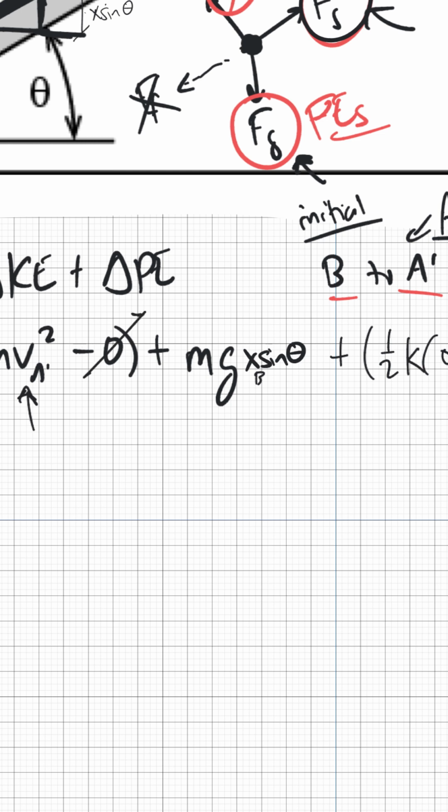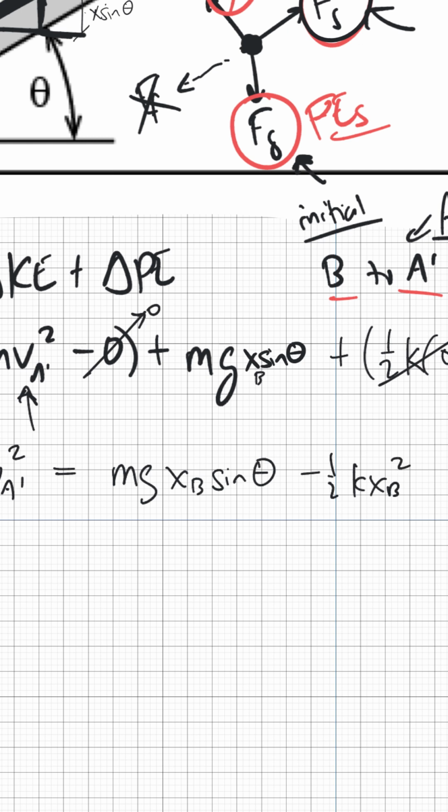This term goes away because that adds up to 0. This term goes away because that goes to 0. So it looks like I've got negative 1/2 m va prime squared equals mg xb sine theta minus 1/2 k xb squared. Okay, so va prime squared equals, let's get rid of that squared. We know we're going to get a giant square root on top of all of this. Multiply everything by 2 and divide everything by m.